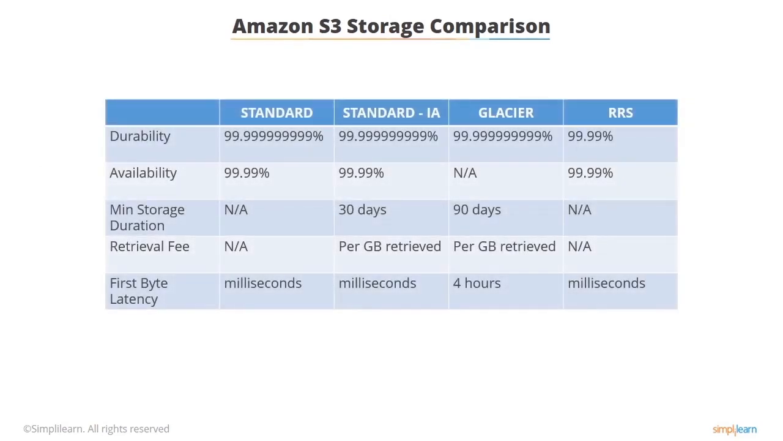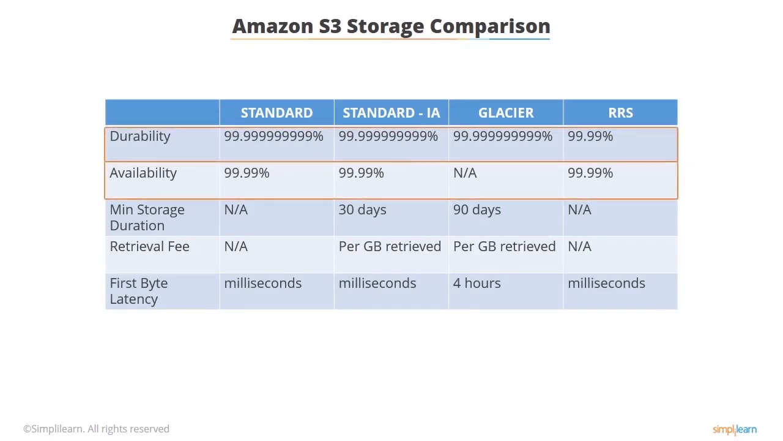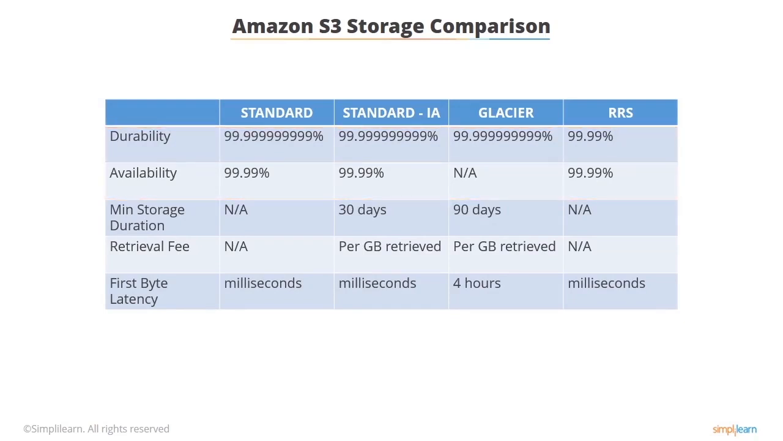This table just has a quick overview of the different storage classes and the differences between them. Now, things that you may see coming up in the exam are the durabilities and the availabilities, so it's worth remembering the percentages for each of the classes. Also here it mentions the latency times as well, so Standard IA and RRS have millisecond response times, whereas Glacier has 4 to 5 hours response times.